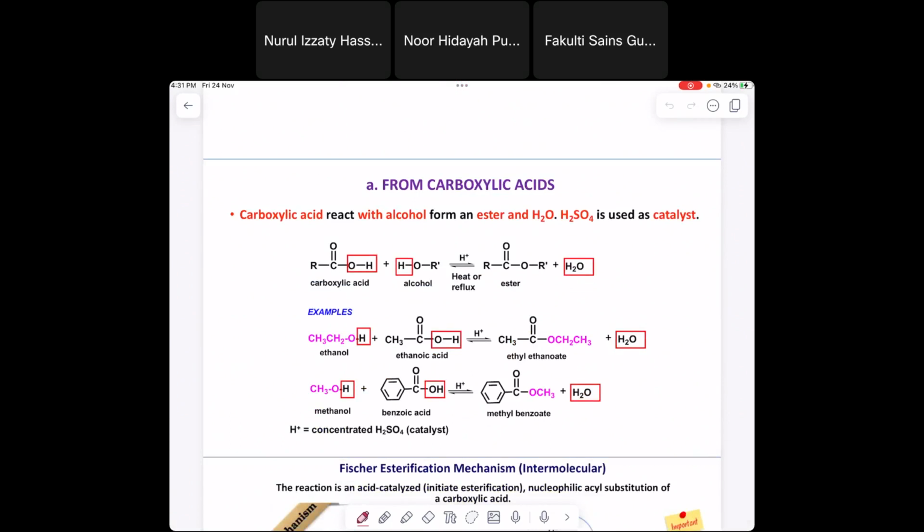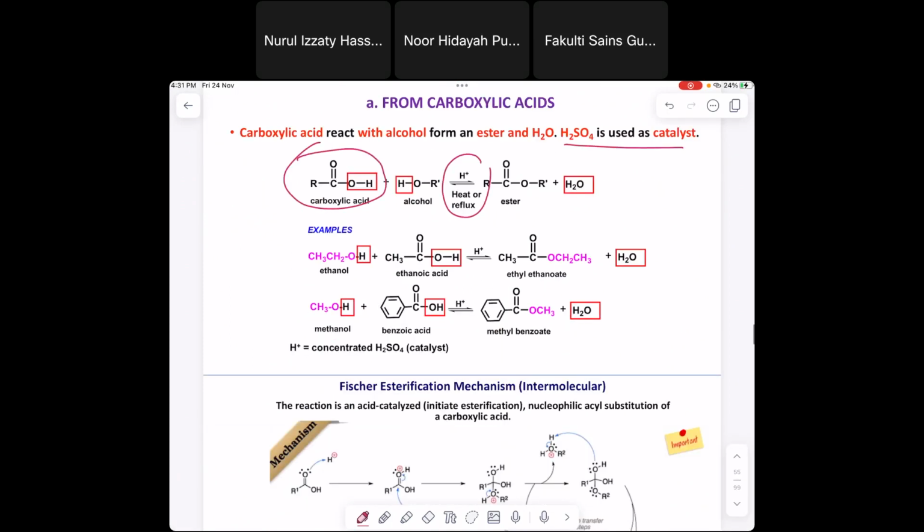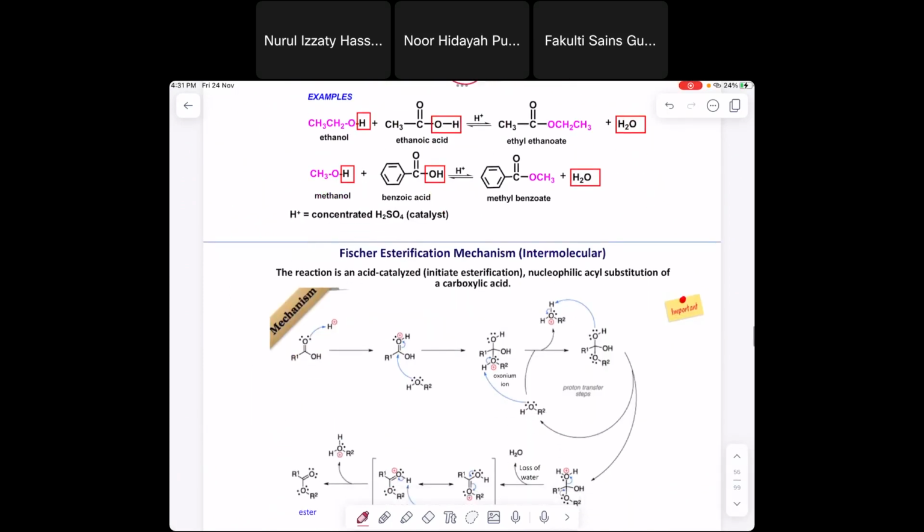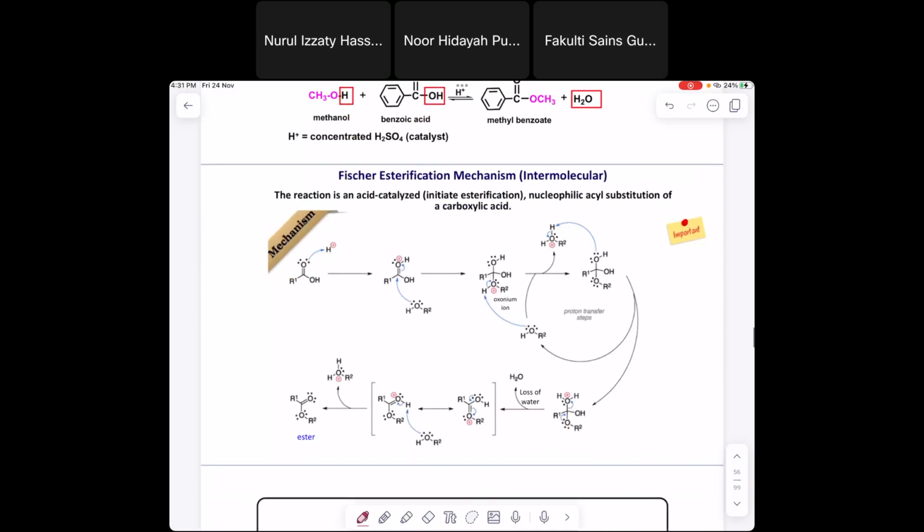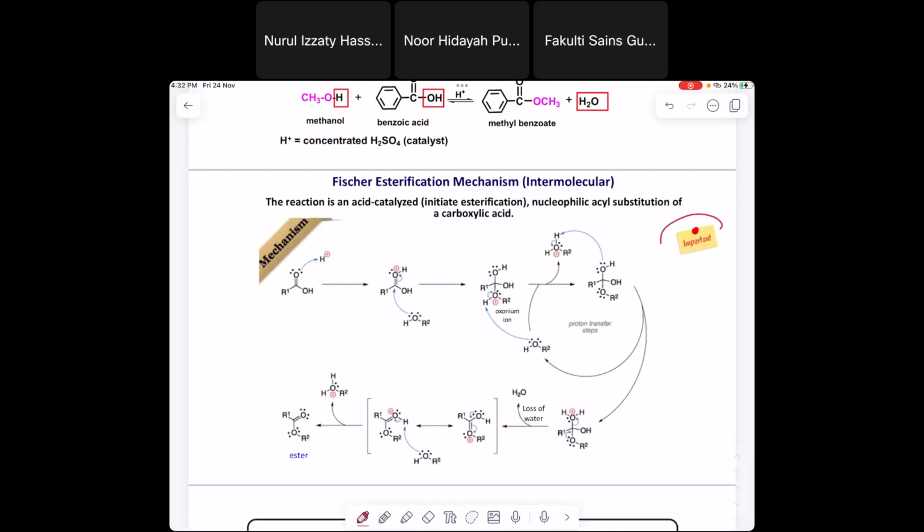So if you use carboxylic acid as the starting point, you need to heat or reflux with the presence of acid. Usually we use sulfuric acid as the catalyst. So saya pun macam just nak extract this from your lecture note. So these are one of the most, apa orang kata, paling suka lah kita tanya soalan ni kan. This is such a very easy mechanism kan.